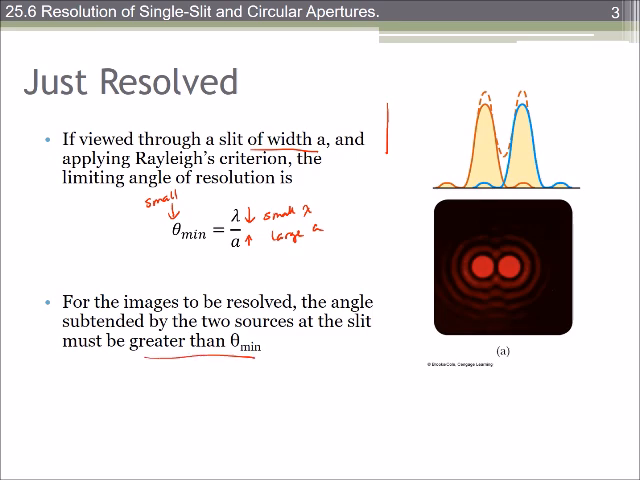So as long as the object that we're viewing takes up more of our field of view than this theta min, then we can see it, and we can see that there are two separate things. You can see here that these two are pretty much just resolved; they overlap, but they are just resolved. And here you can see the first maximum overlapping with the central maximum.